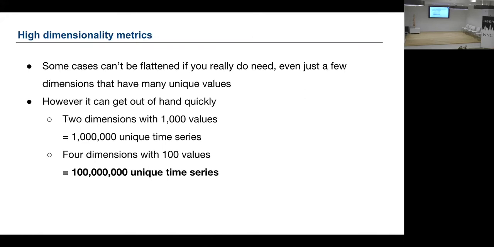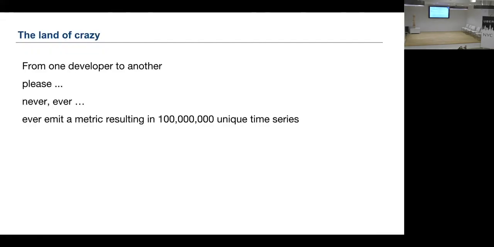Some cases can't be flattened or rolled up, as we're talking about. Even just a few dimensions that have many unique values get out of hand really quickly. Again, two examples here: two dimensions with 1,000 values is 1 million. Four with 100 is 100 million. Please don't do that. 100 million is a lot.